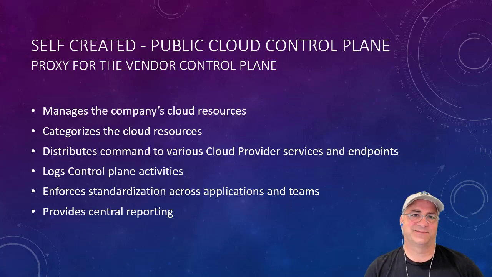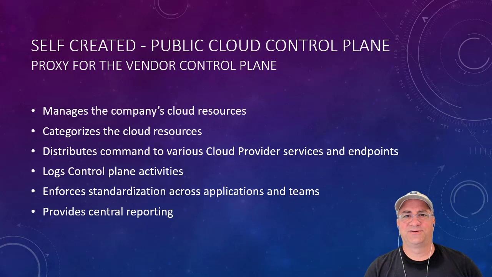And this basically acts as a proxy for the vendor control plane. And by control plane, I mean all those provisioning endpoints in the portal. And if you're doing your cloud deployments in the portal, don't leave a comment, because that is totally the wrong thing to be doing. What we do is build these proxies, these kind of like website or API things in front of it. It manages the company's cloud resources. It categorizes those resources and tags them and does all kinds of stuff so we can report against them later. And this self-created portal distributes commands to the cloud provider services and to their endpoints and to third parties, including SaaS providers. And it will log the control plane activity.